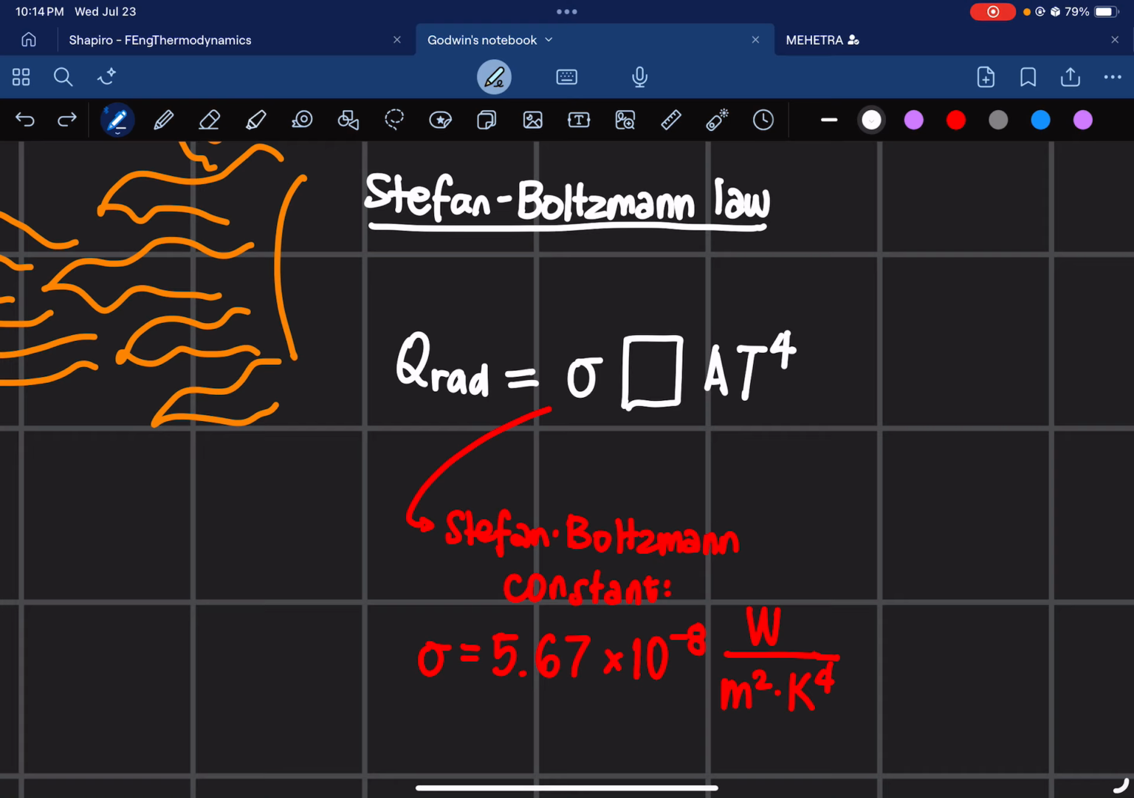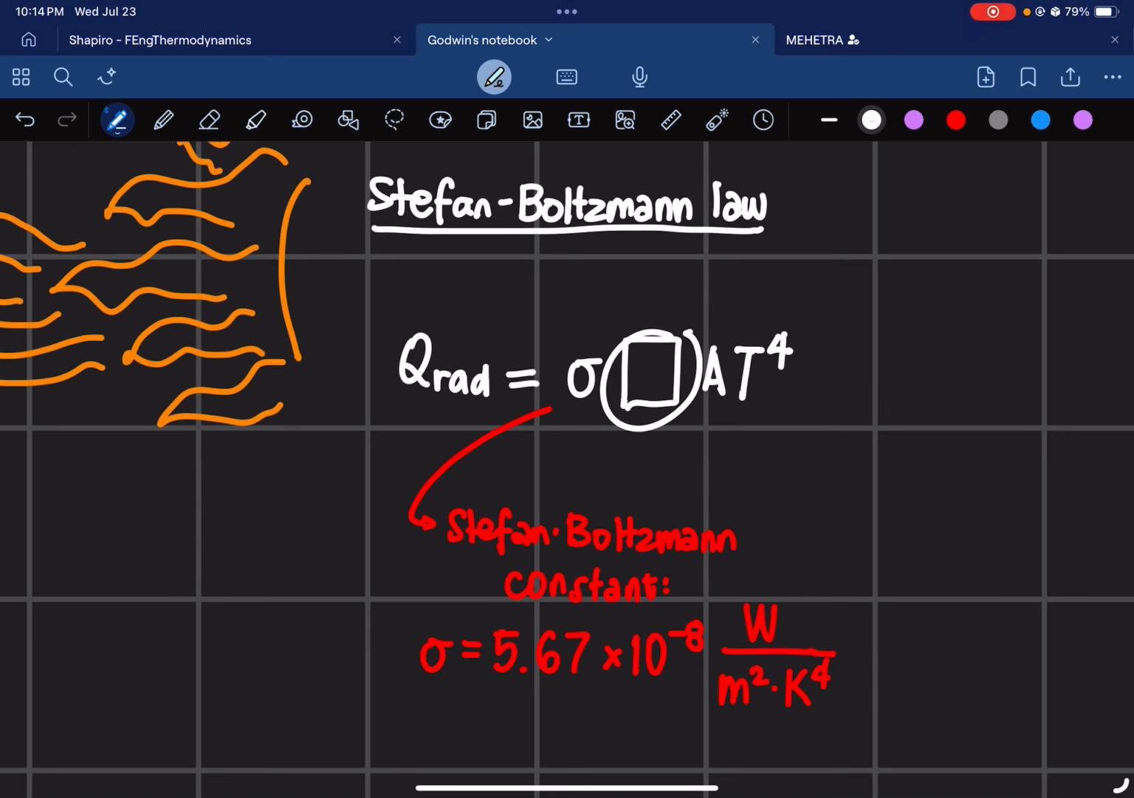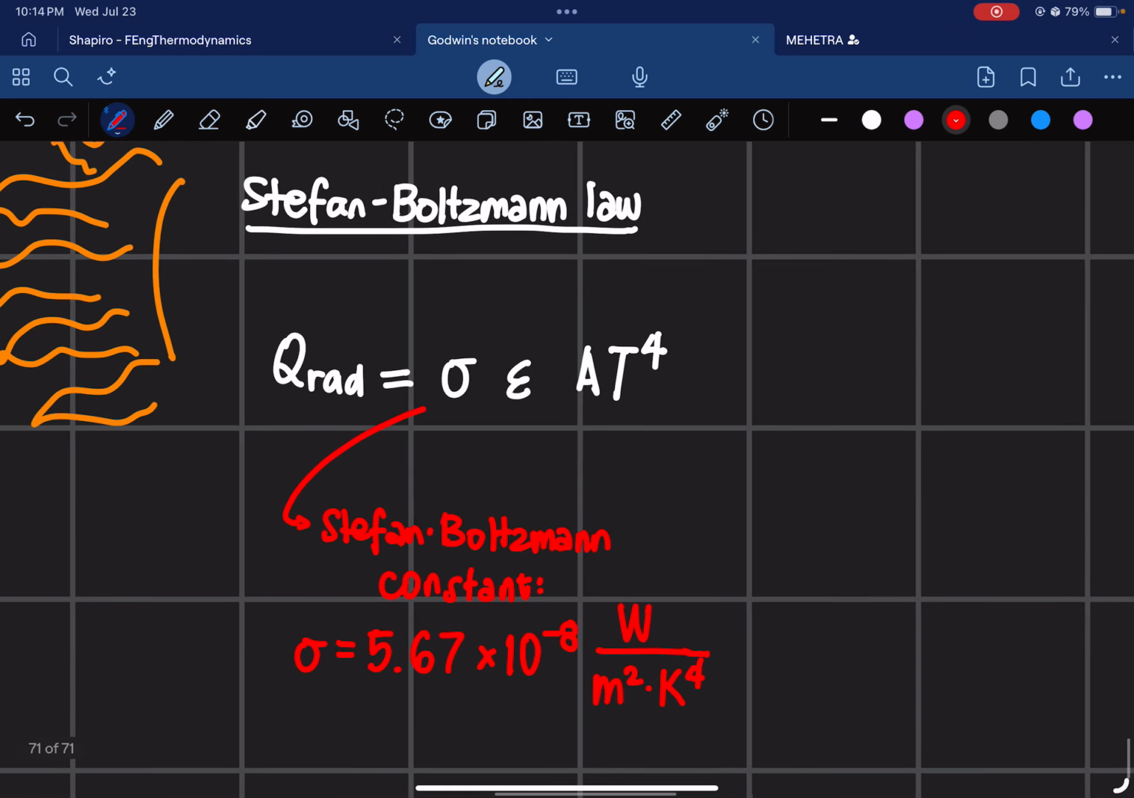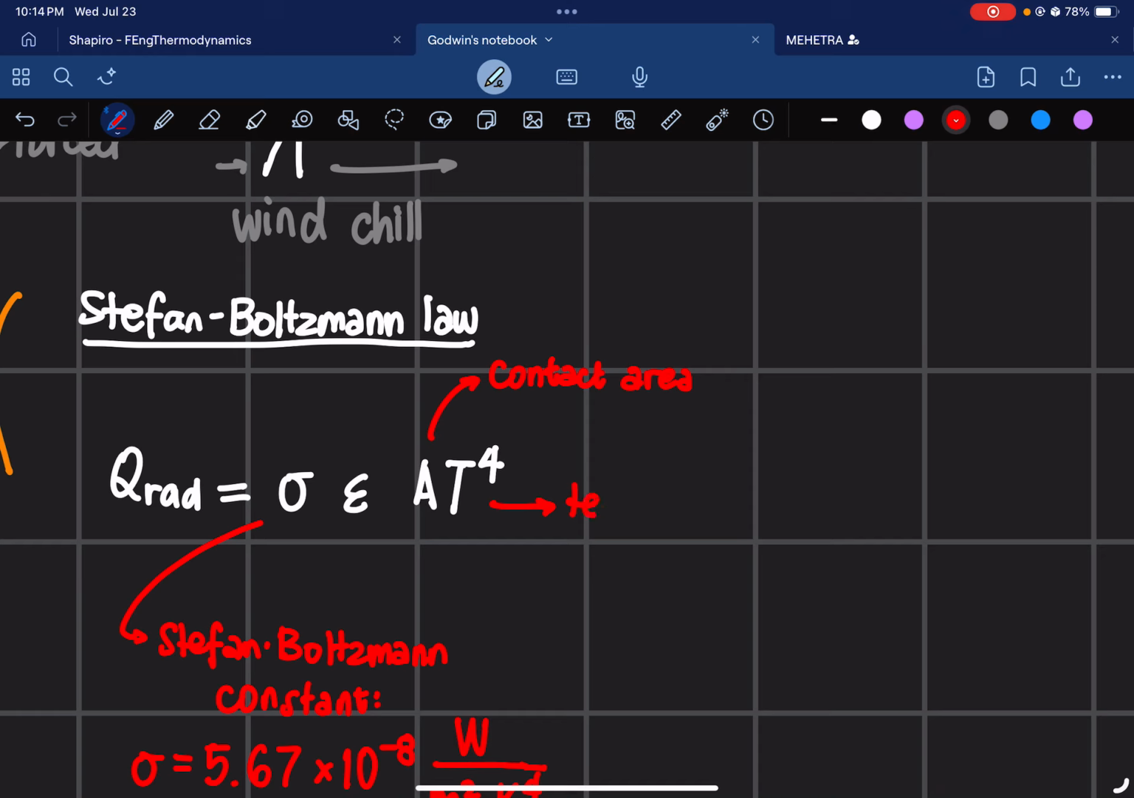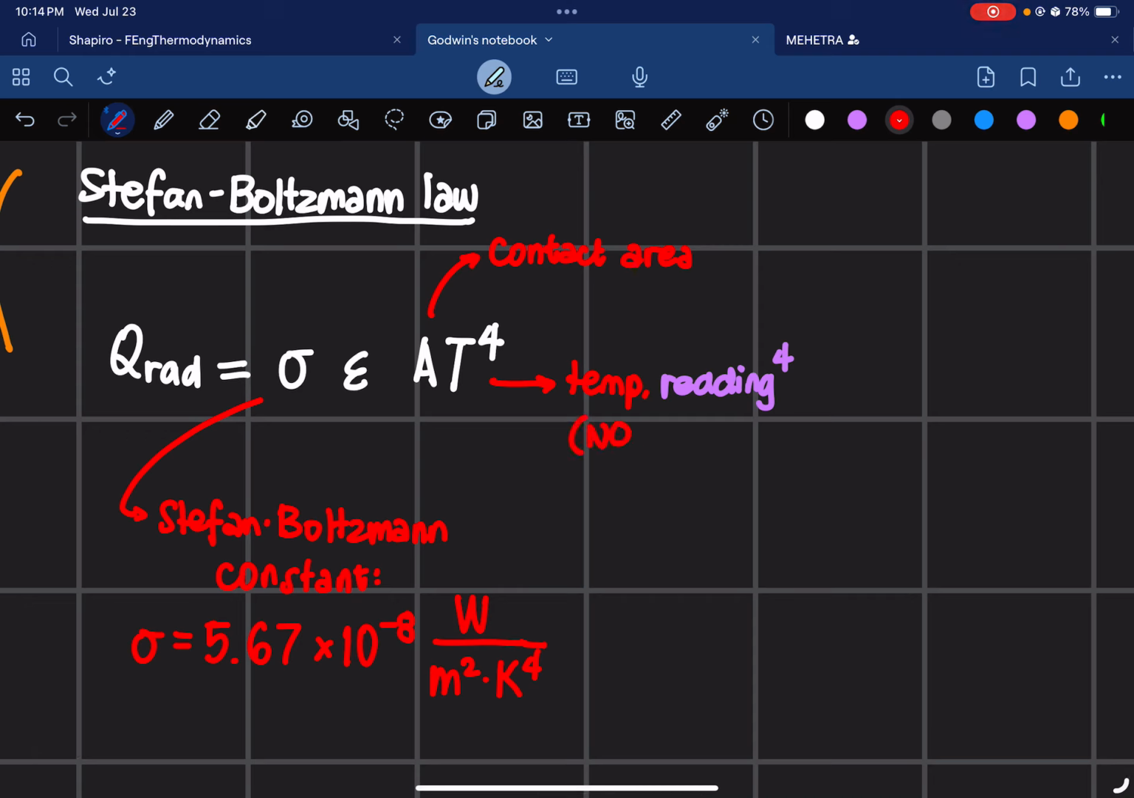The last one, before I try doing it to myself, will be this one. Again, it feels like a bit of cheating, but in this case, we will talk about emissivity. Of course, now we are talking here about contact area, and in here we are talking about temperature reading. So we need to be very particular: temperature reading, not just temperature difference. Note, only Kelvin, not degrees Celsius. In here, they are not interchangeable.